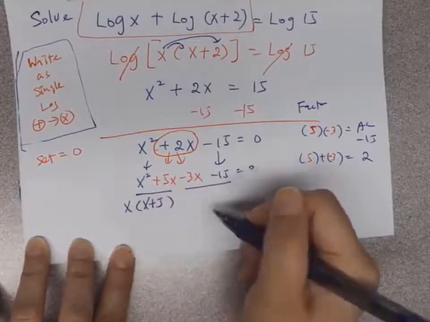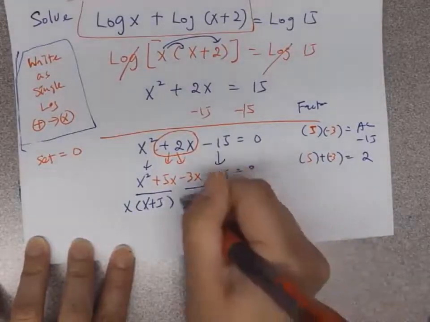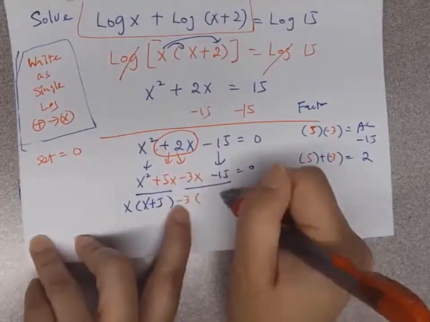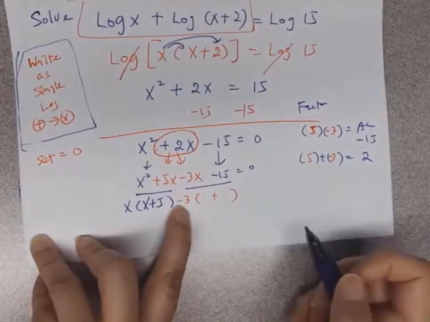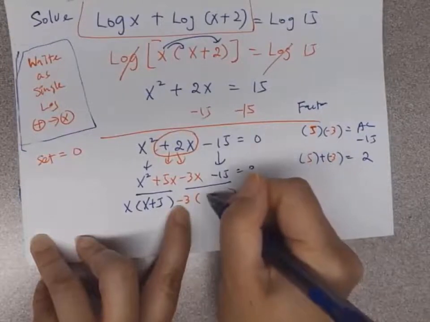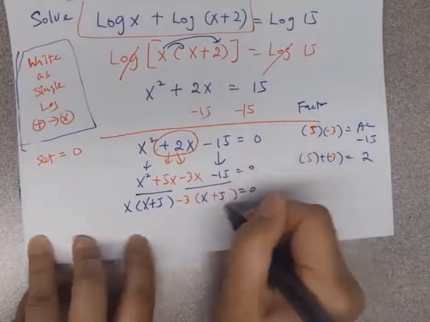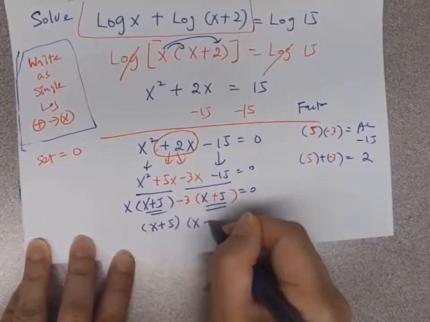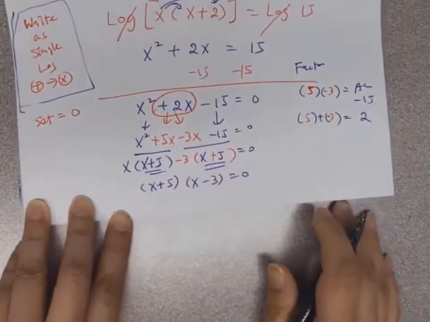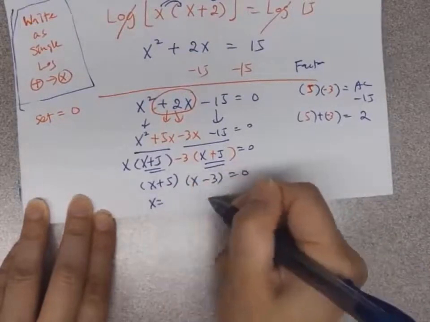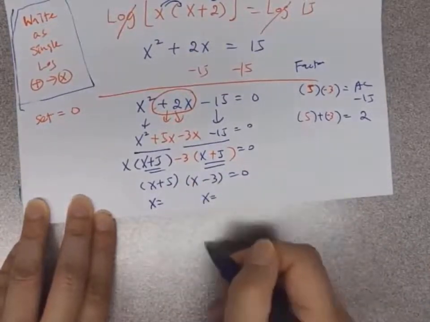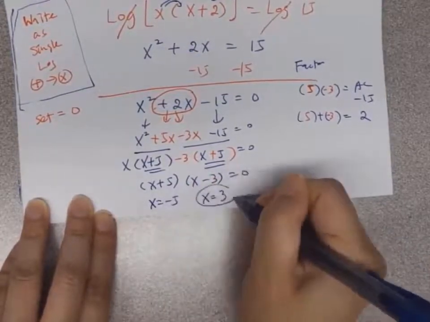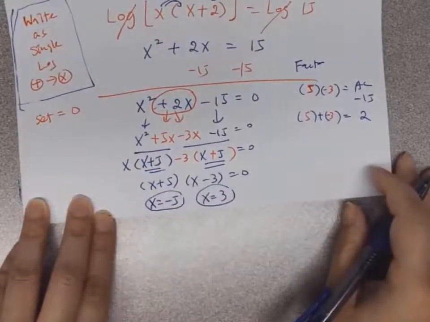And the second pair we pull out negative 3. When we pull out a negative, this needs to change sign, right? So inside we have x plus 5 also, they match, so that's a good sign. x plus 5, x minus 3 equal to 0, right? So x equal to negative 5 and 3. Final answer?